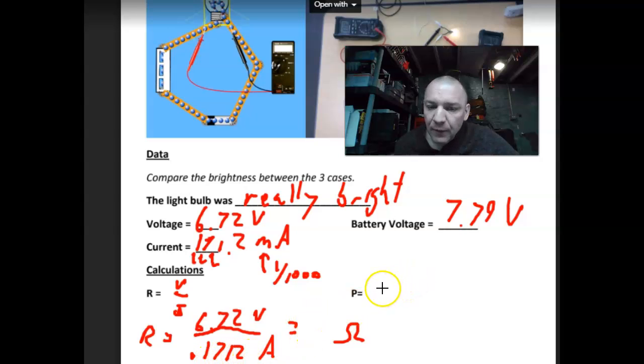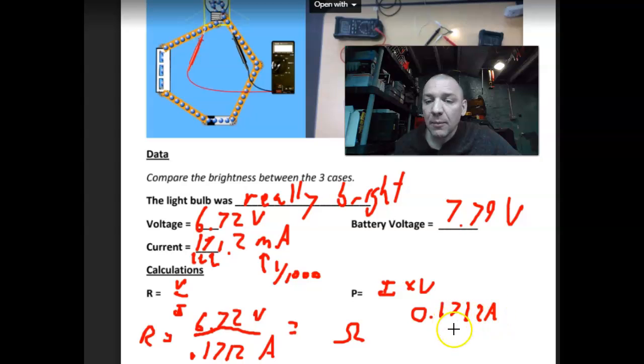It's the same way for power. The power is going to be the current times the voltage. And if I plug my numbers in there, again, I have to put in the 0.1712 amps because I'm going to move that.